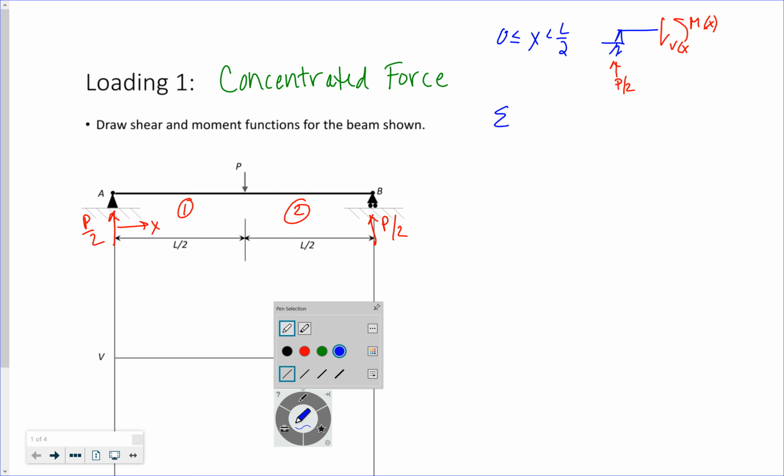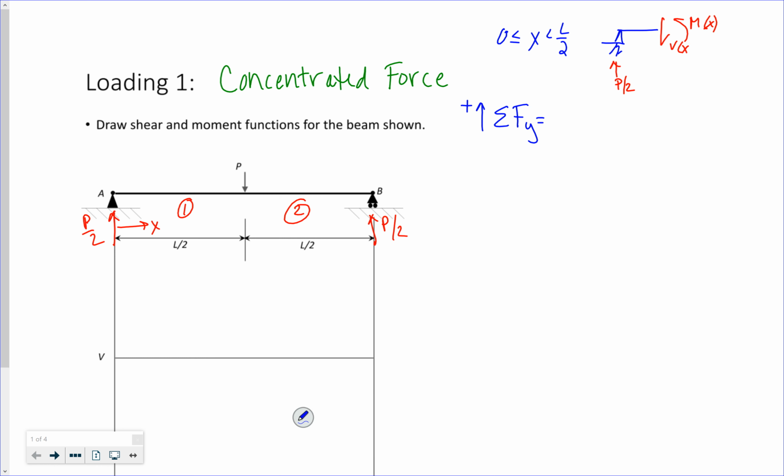So, sum of the forces in the y direction. I've got P over 2 acting up, shear acting down. So my shear function for that is P over 2.